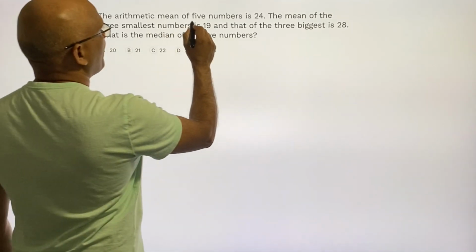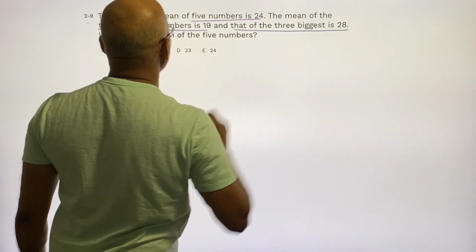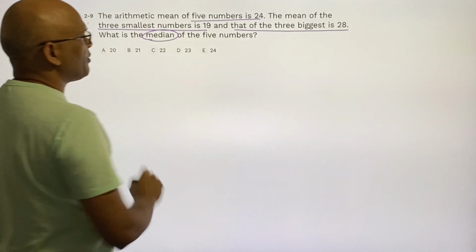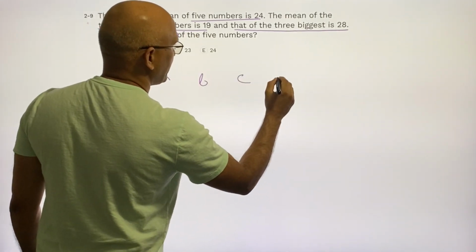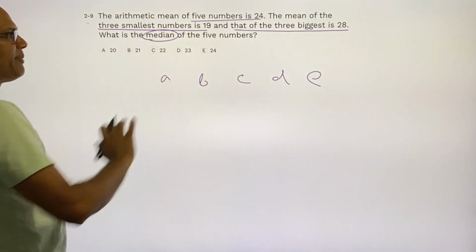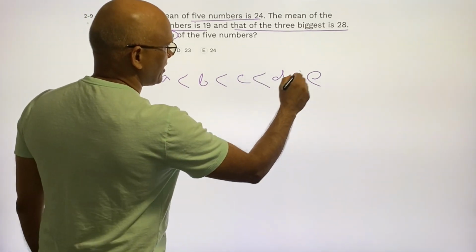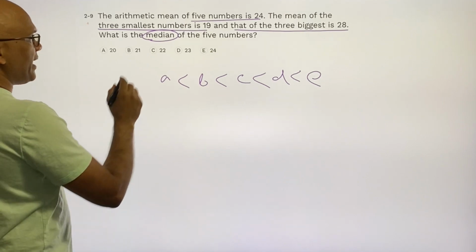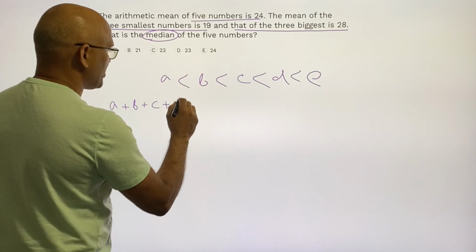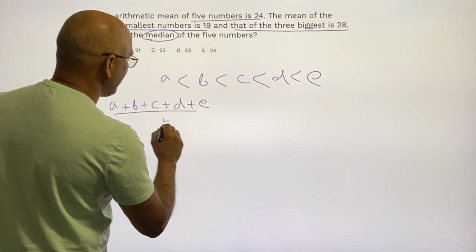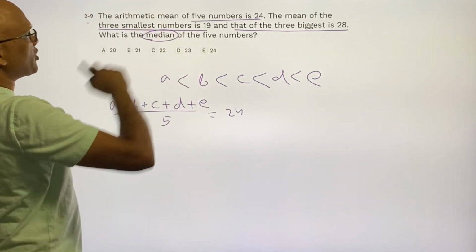The arithmetic mean of 5 numbers is 24. The mean of the 3 smallest numbers is 19, and that of the 3 biggest numbers is 28. What is the median of the 5 numbers? So let me call those numbers A, B, C, D, and E, and I have arranged them in increasing order. That means A is less than B, less than C, less than D, less than E. The mean of the 5 numbers is A plus B plus C plus D plus E by 5, because there are 5 numbers. So this is going to be 24. The mean of the 3 smallest numbers is 19.